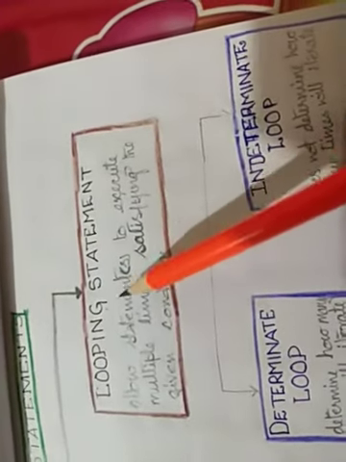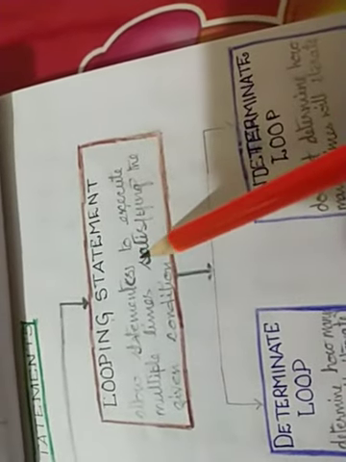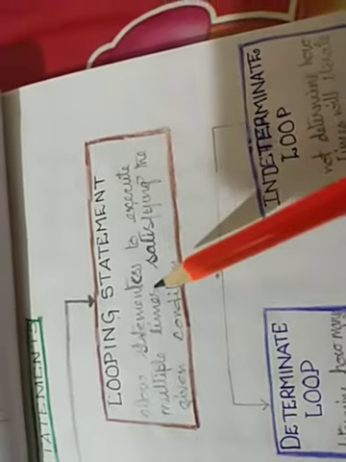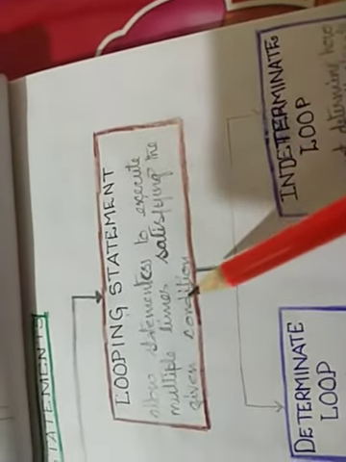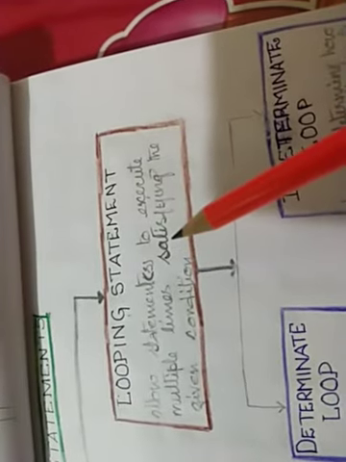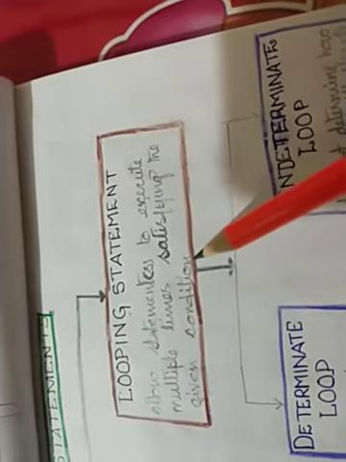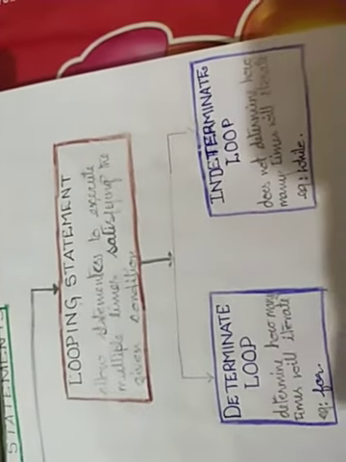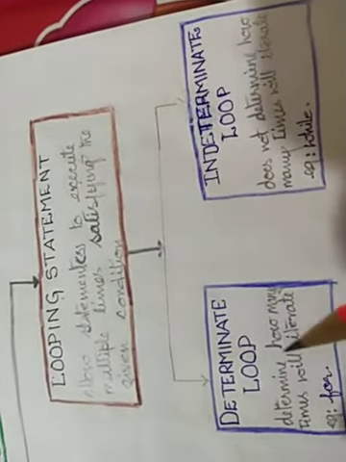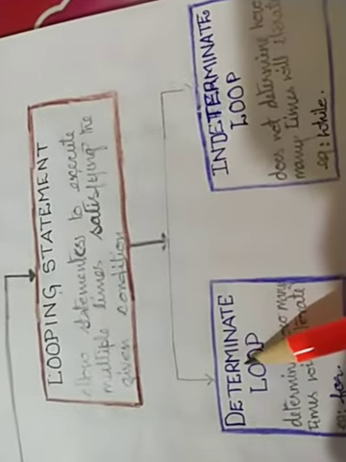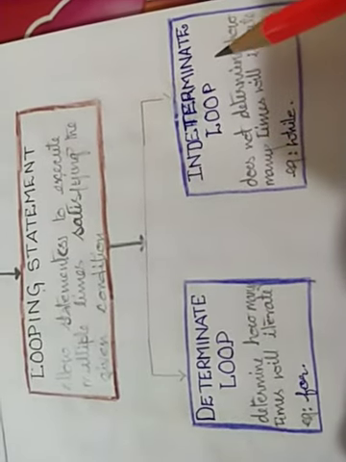And the second statement, like I mentioned, is the looping statement. The looping statement allows a single statement or multiple statements to execute multiple times, based on the given condition. Looping statements get further divided into two: the first is the determinate loop and the second is the indeterminate loop.